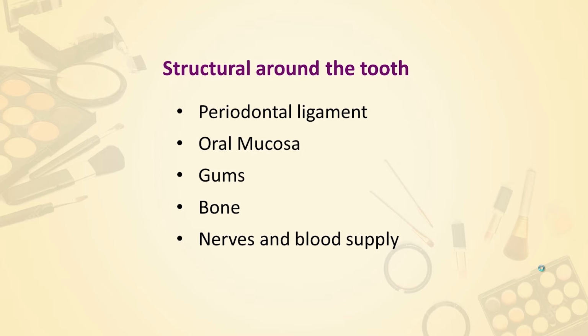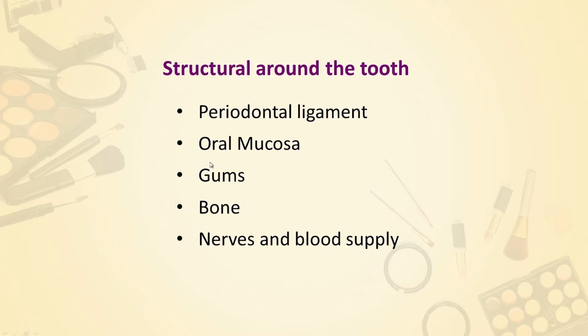What are the things around the tooth which form the complete structure? That is the periodontal ligament. Basically, these are fibers which attach the tooth to the jaw bone and act as a shock absorber for the tooth, which is subjected to heavy forces during chewing.